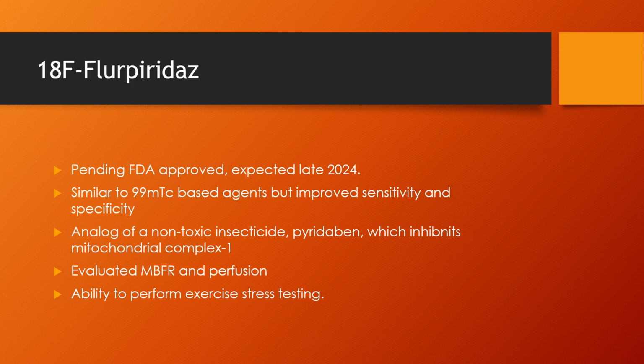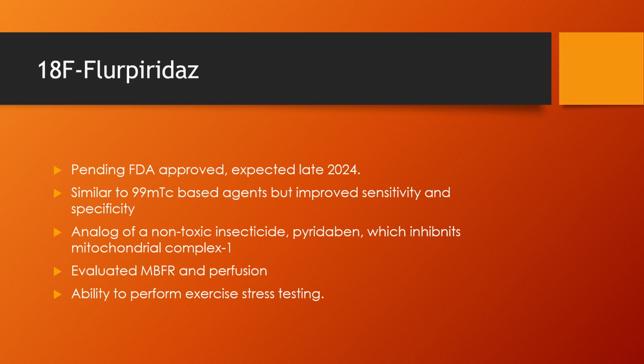It's an analog of a non-toxic insecticide, which inhibits the mitochondrial complex 1. It is being evaluated for myocardial blood flow reserve and perfusion. And one of the things with flurpiridaz is that you do have the ability to perform exercise testing.